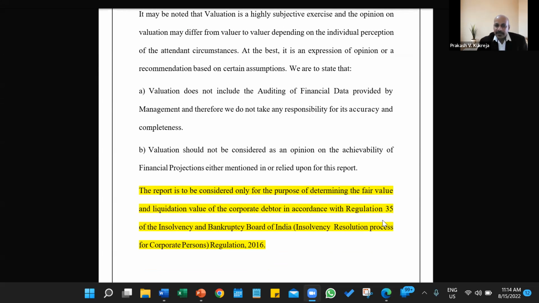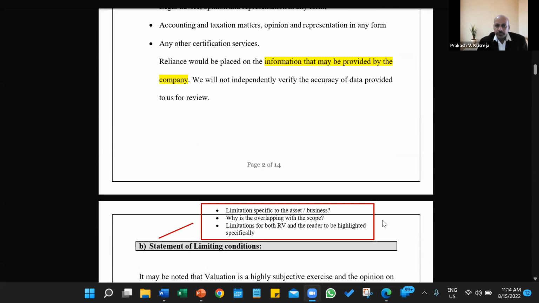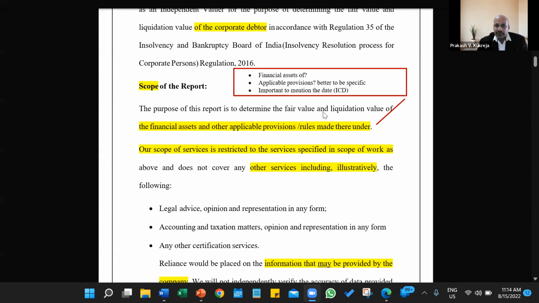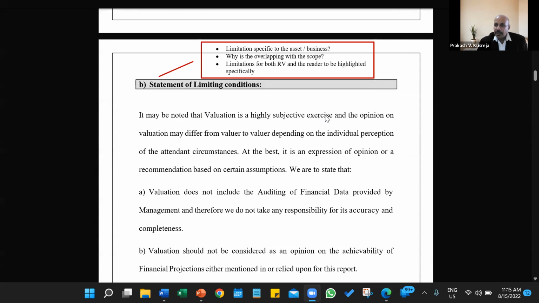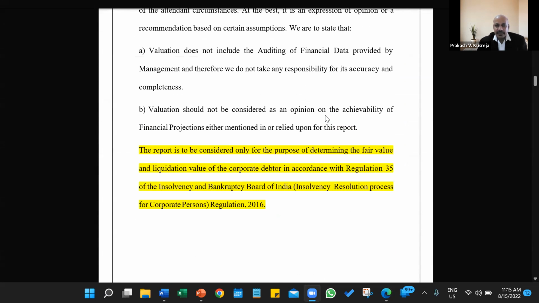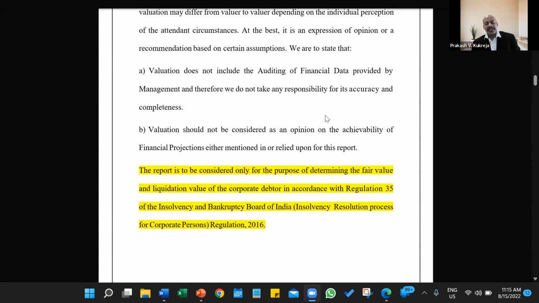Now, if you see again, there is a repetition. What they had mentioned about Regulation 35 in the introduction, again, that's a repetition. So we can avoid that. Again, be very, very specific. So I'm just trying to highlight some of the things or mistakes that valuation reports usually have.